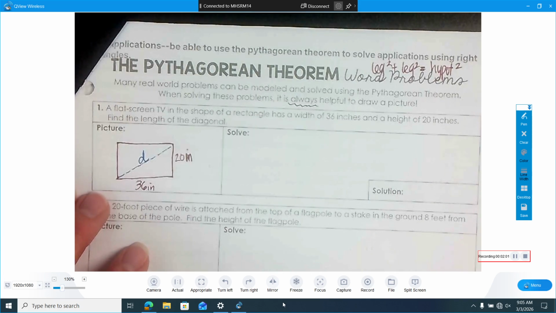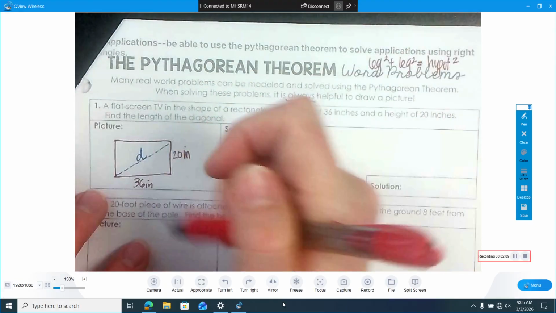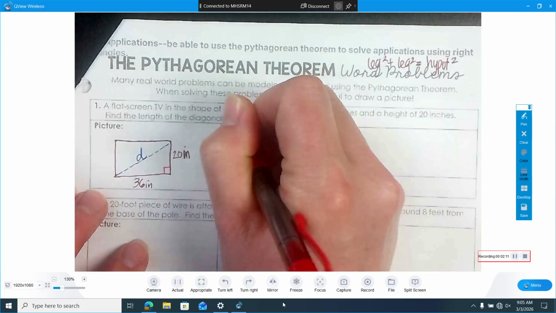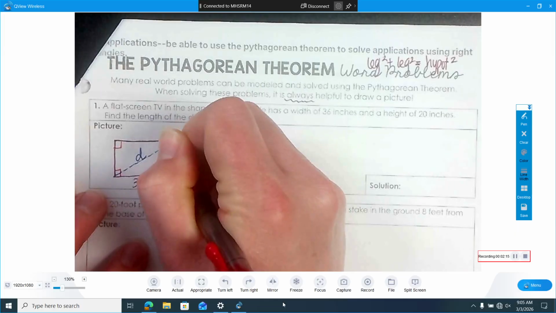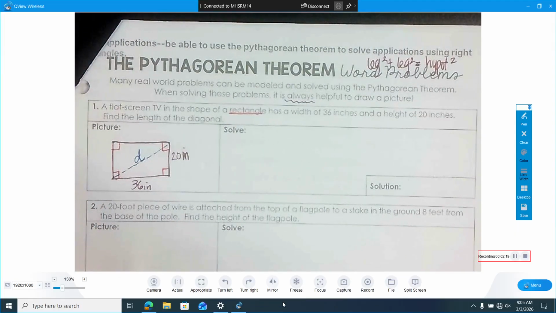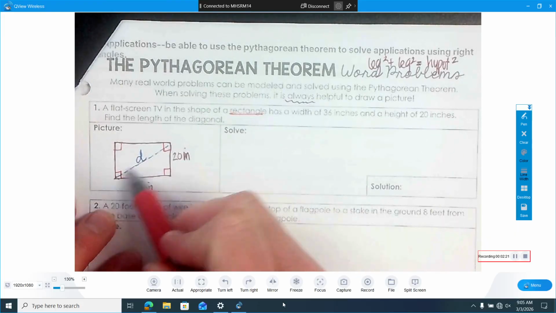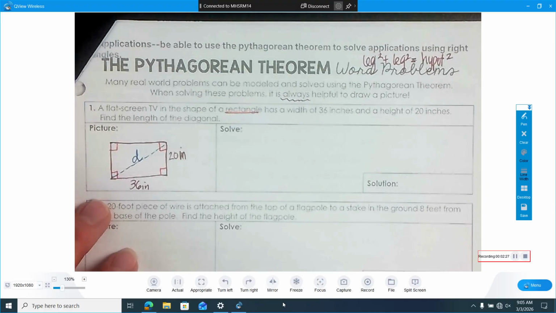So I don't see a right angle anywhere, do you? Yeah, where's the right angle? In all the corners, absolutely. And we can assume that because they said it was a rectangle. So we certainly know that rectangles have 90-degree angles in the corners. Okay. So I see a lovely right triangle right here. So what should my setup be for my Pythagorean theorem?